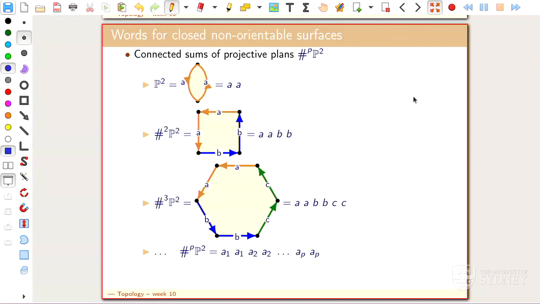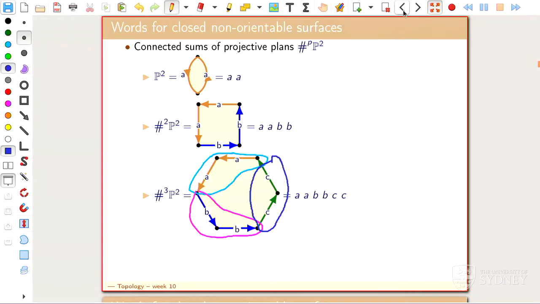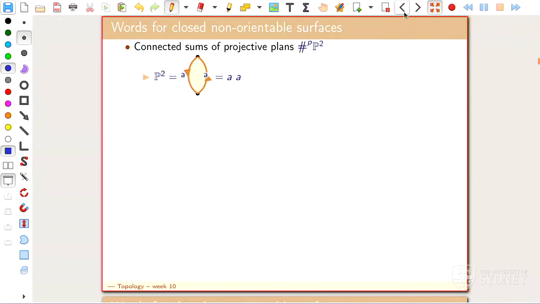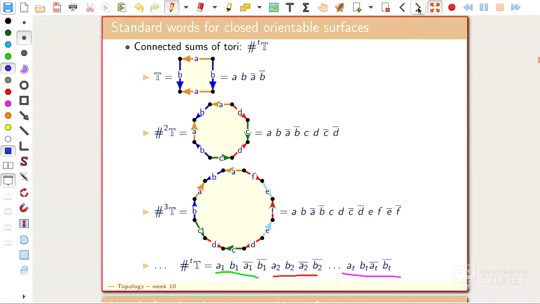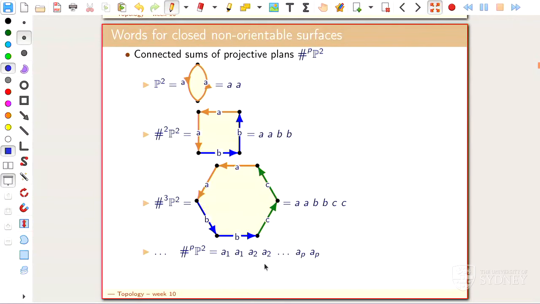So it's kind of remarkable that the projective plane, which is so difficult as the surface itself, is really simple as a polygon, and also really simple as a word, right? It's just AA, BB, CC, DD, EE. Okay. So here was the standard form of the torus, and here is the standard form of projective planes.